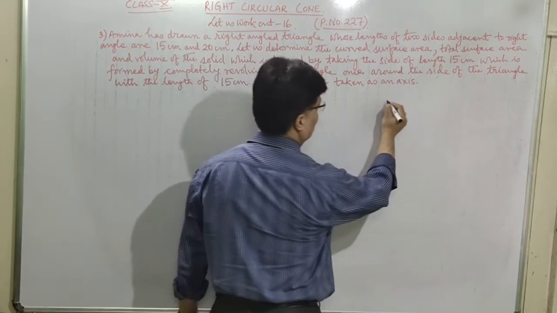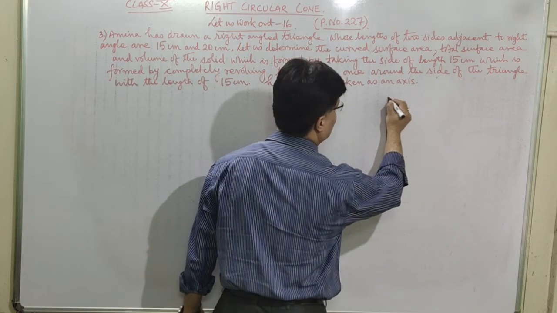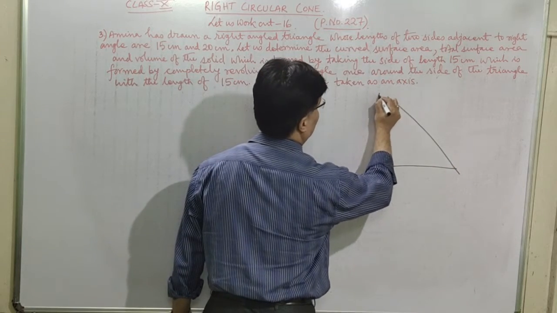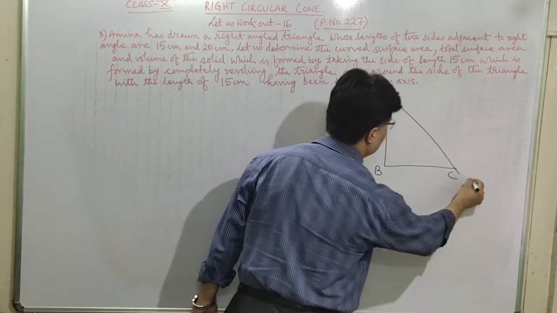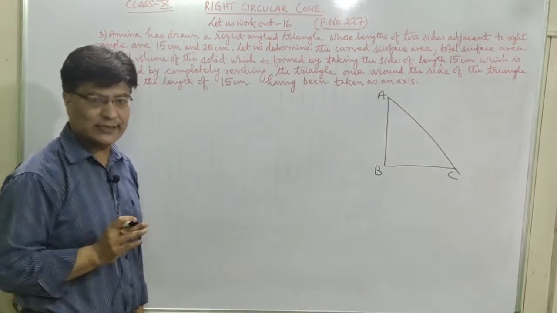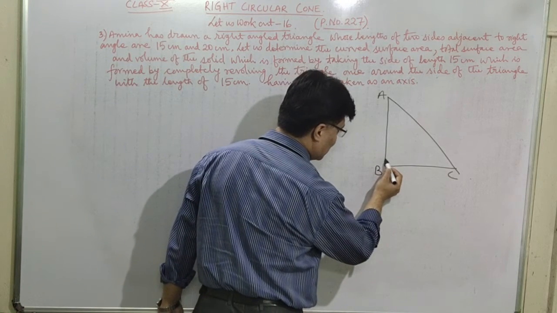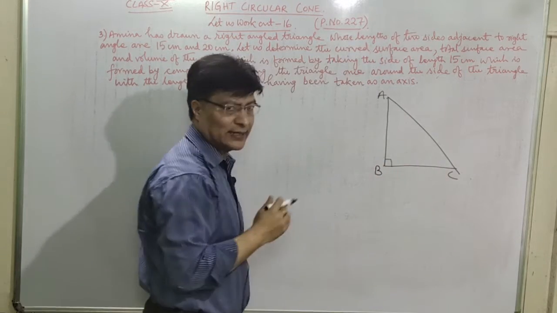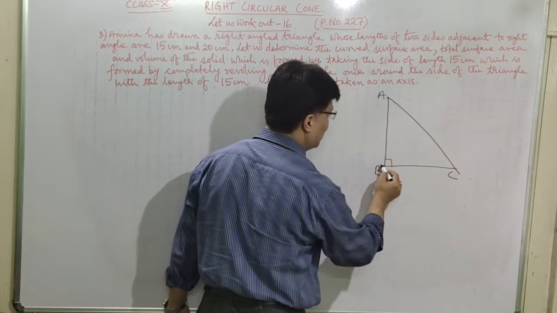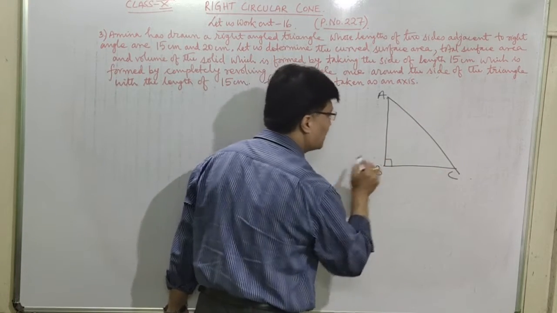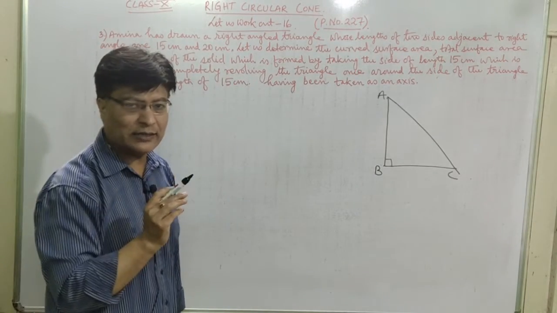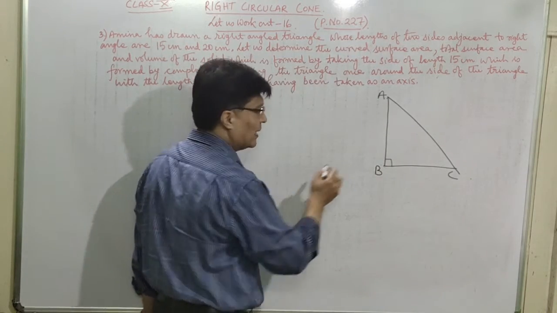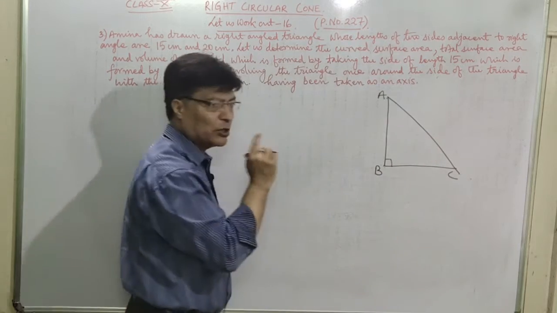Let us draw the figure. So Amina has drawn a right angle triangle. That is, this is A and this is B and this is C. And the length of the two sides adjacent to this right angle means this is one of the sides AB and this BC is another side. So these two sides, AB and BC, are two adjacent sides of the right angle. And the side opposite to this 90 degree will be the hypotenuse.